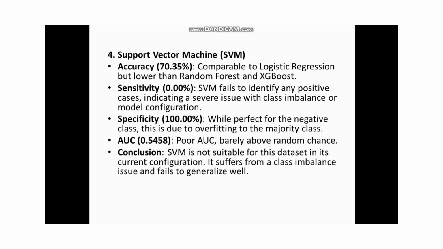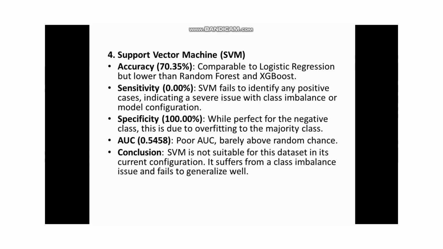So for the support vector machine, the SVM, accuracy is 70.35%, comparable to logistic regression, but lower than random forest and XGBoost. For sensitivity, we have 0%. So the SVM fails to identify any positive cases, indicating a severe issue with class imbalance or model configuration. For specificity, we have 100%. While perfect for the negative class, this is due to overfitting to the majority class.